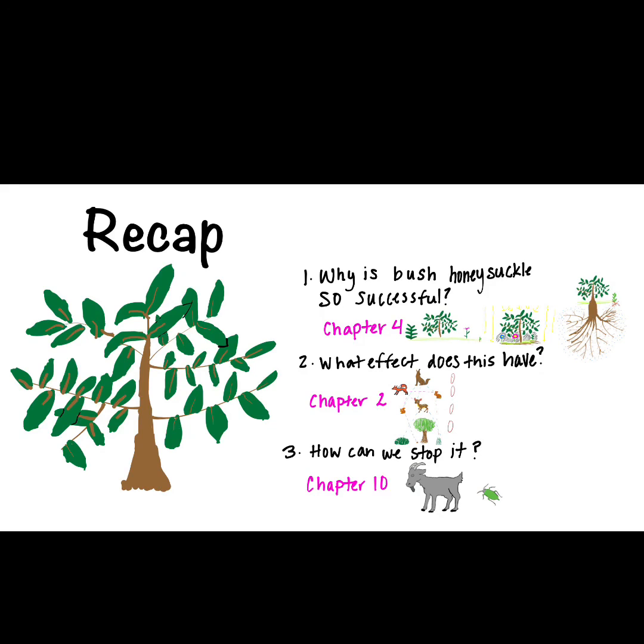According to Chapter 2, the effect of the honeysuckle is that it causes competition that creates gaps in the food web, making an unhealthy ecosystem, and it also makes more competition in the upper trophic levels, causing food shortages, ultimately creating an unstable ecosystem. Finally, according to Chapter 10, we can use other organisms, such as the goat and the European honeysuckle aphid, to control the bush honeysuckle, a concept known as biocontrol.